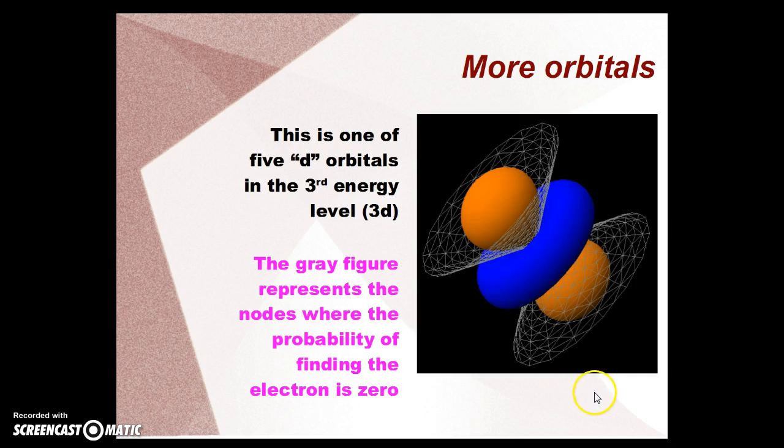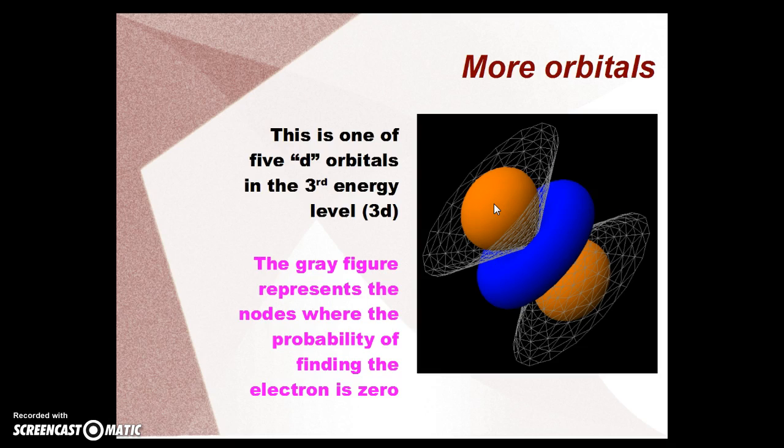And this is one of the 5 d orbitals in the third energy level. This is the one that most people find the most fun. And the gray figure again represents nodes where the probability of finding the electron is 0. So again, the different colors that you see here represent the fact that one of these, the psi function, is negative and the other one, the solution, is positive.